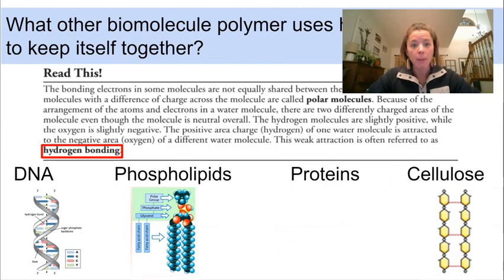On this one, hydrogen bonding is also going to be super useful. What other biomolecules use hydrogen bonds to keep themselves together? DNA uses hydrogen bonds. Phospholipid bilayer is going to use some hydrogen bonds. Cellulose over on the side uses hydrogen bonds. And then if you'll notice, we have nothing in the protein category. There are no proteins that hold themselves together with a hydrogen bond.